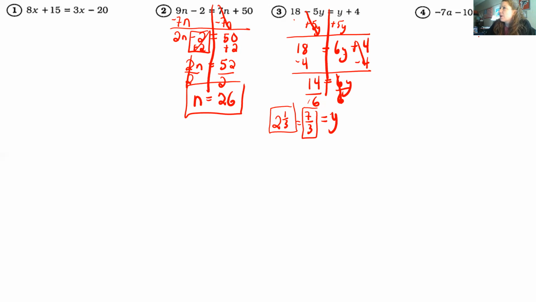All right, number 4, I'm going to draw my line here. And I'm going to move my smallest a. So my smallest a is -7a. So to get rid of that negative term, I'm going to add 7a to both sides of the equal sign.